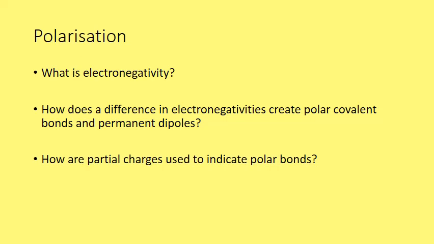First of all, we need to understand what electronegativity is, in particular in connection to bonding. And then we need to look at the difference in electronegativities between two atoms within a bond, and how that creates polar covalent bonds and permanent dipoles. And lastly, we want to understand what partial charges are and how we use those to indicate polar bonds.